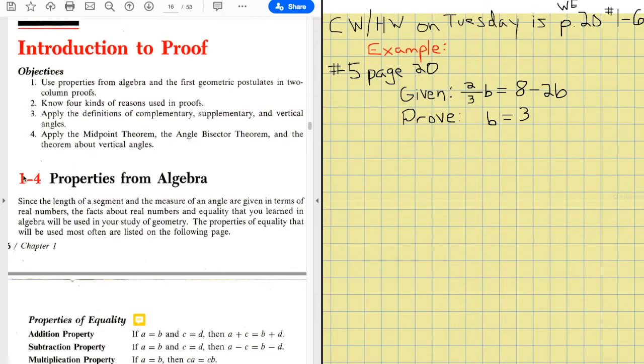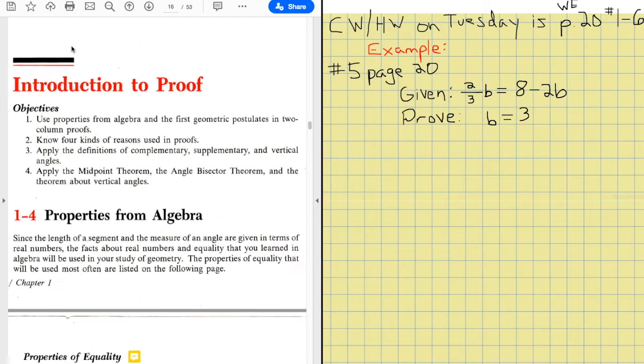Over here in the textbook, this is what we're going to spend pretty much all week on, section 1.4, properties from algebra. We're going to move this towards geometry on Wednesday and get more practice on Friday. But I just want to call out that we've entered a new mini section.